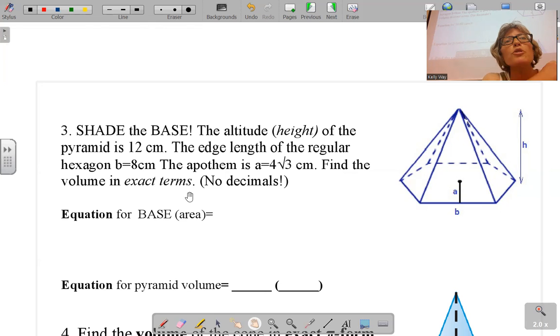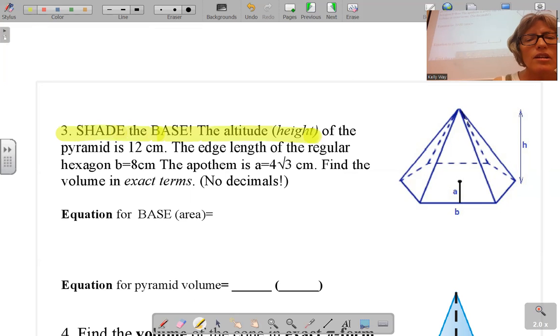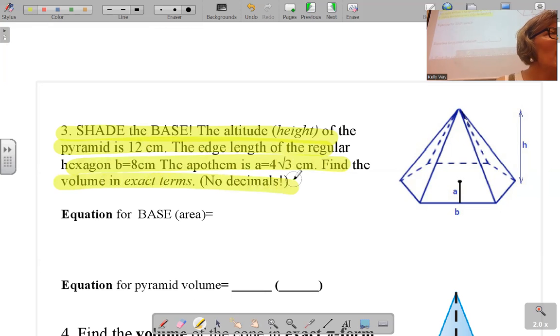All righty, guys. We're going to do 3 problems together. Join me here. Sam, read this out loud for us, please. Shade the base. The altitude height of the pyramid is 12 centimeters. The edge length of the regular hexagon, E, equals 8 centimeters. The apothem is A equals 4 root 3 centimeters. Find the volume in exact terms, no decimals.